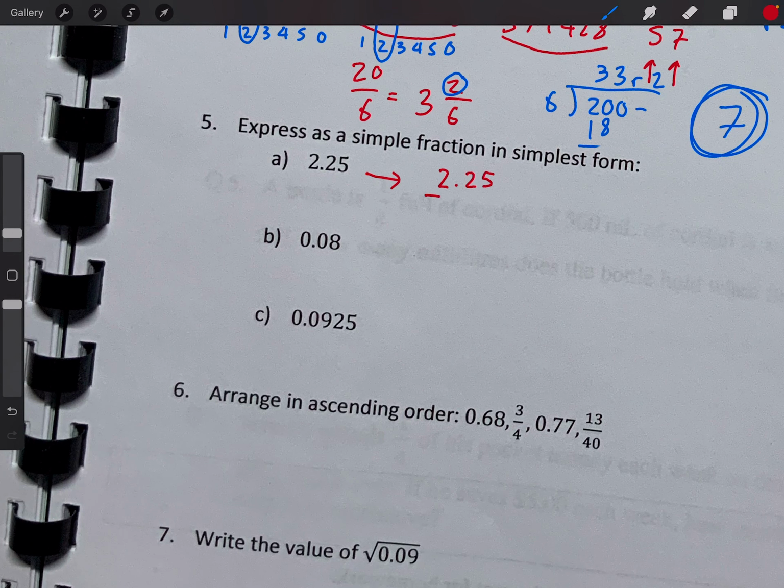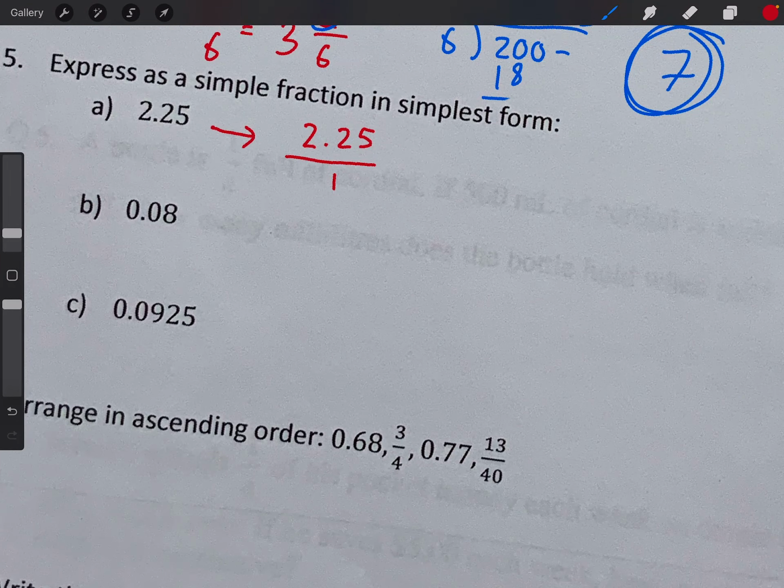2.25 over 1. Anything that's a whole number, just put over 1. Now this is not a whole number, obviously, because it's got 0.25, but just put it over 1 anyway. We can change it to a fraction later. So now what we're going to do is make fractions.